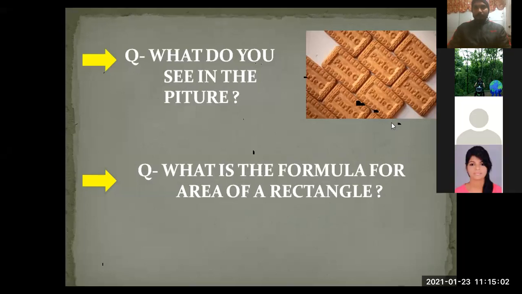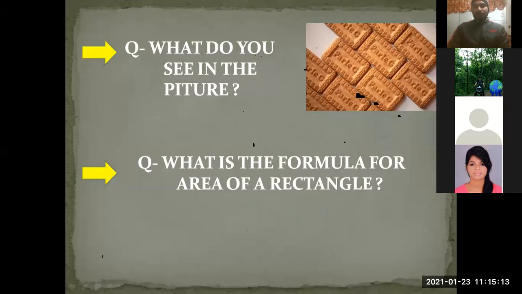Sir, it's length into breadth. Very good. If a rectangle has the length L and the width B, then the area of the rectangle is going to be length into width.